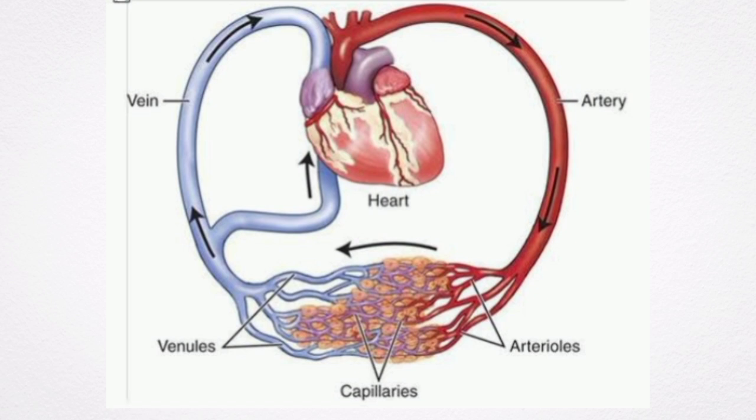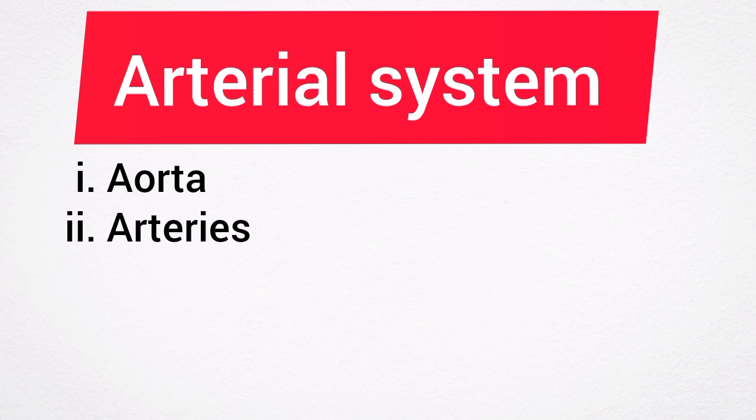The vessels of the circulatory system are the aorta, the arteries, the arterioles, the capillaries, the venules, the veins, and the vena cava. The blood vessels are divided into two: the arterial system and the venous system. Now let us look at the arterial system. The arterial system comprises the aorta, the arteries, and the arterioles.